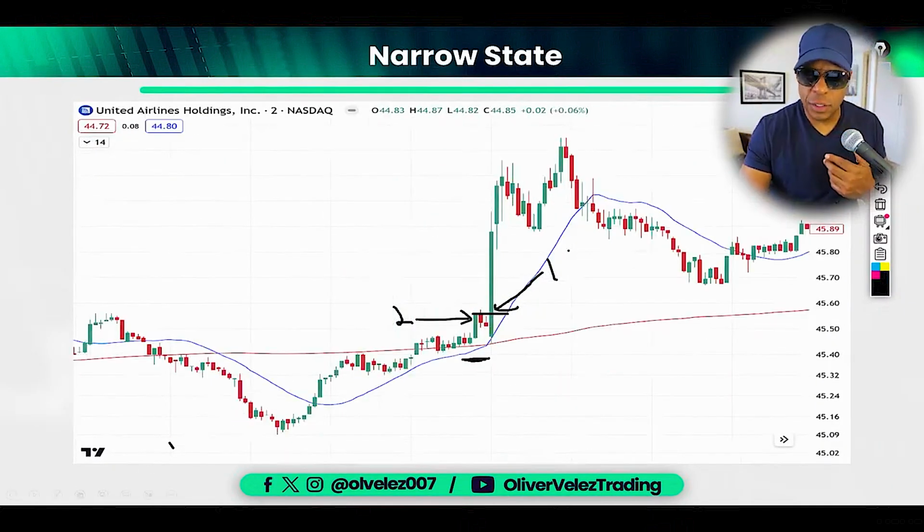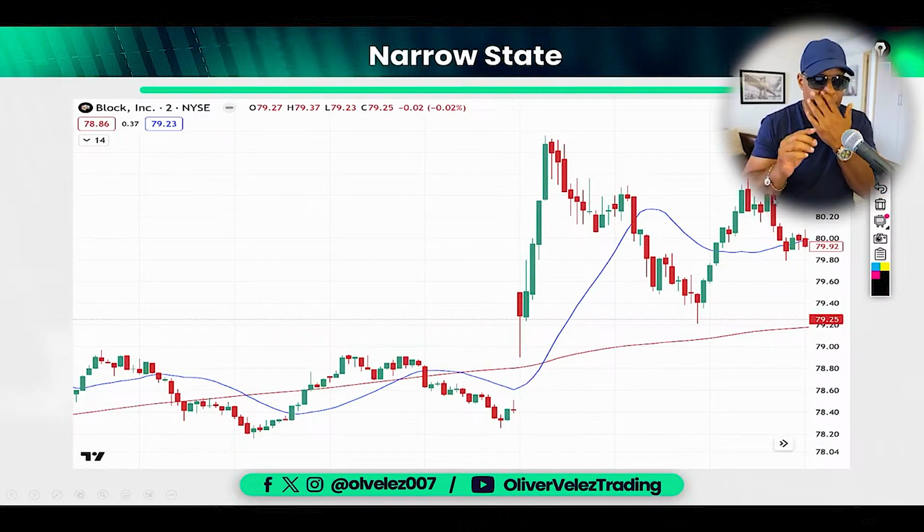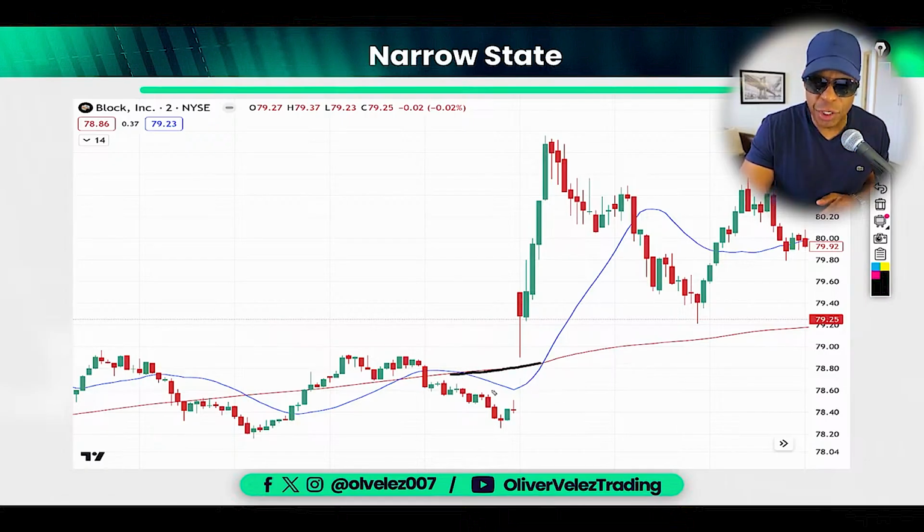All right, so look at this. Oh my goodness, look at square or block now. Look at the narrow state. So your 200 is flattish. This is wide, but this is tight and narrow, right? Now, look at the first bar.